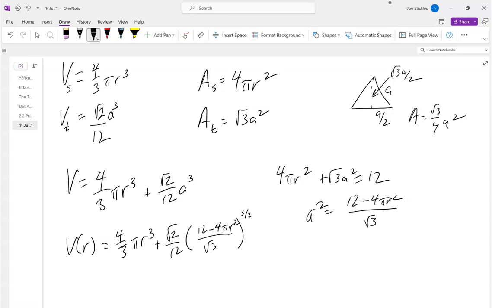Yeah, we need the endpoints, right? Because remember, for absolute max and min, we have to check the critical numbers in the interval and the endpoints, and see which one gives us the biggest and which one gives us the smallest, right?